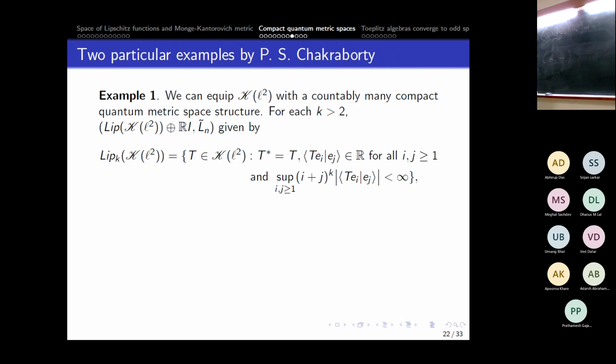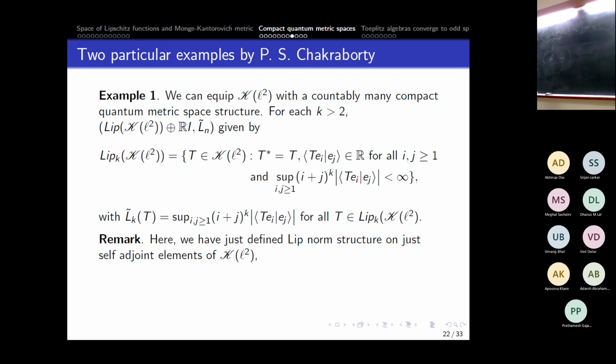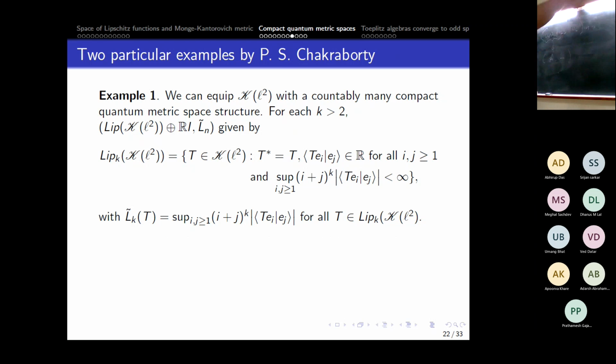The Lipschitz functions are what? They are all those self-adjoint elements whose matrix entries are real, and they satisfy this decaying condition that the supremum of (i plus j) to the power k times the ijth entry should be finite. And the Lip norm is nothing but the supremum of this decaying condition itself, because it's finite. And it turns out that it's a Lip norm. One thing I would like to mention here: I only define it on the self-adjoint elements, not on all of K(L2). And this is why I was saying when I took L of A star equal to L of A, that this was just a technical reason.